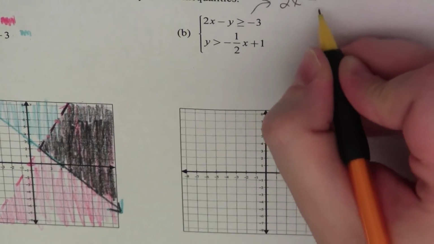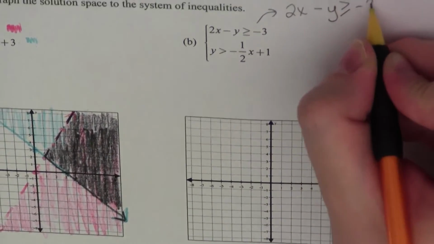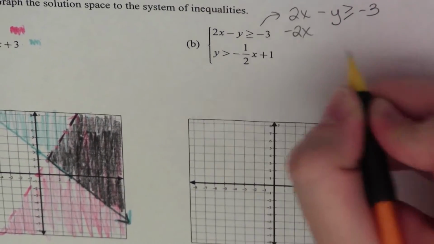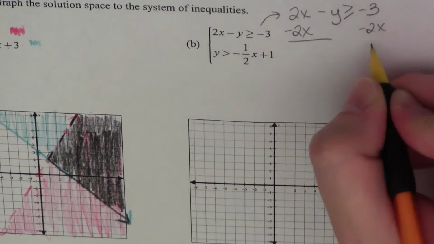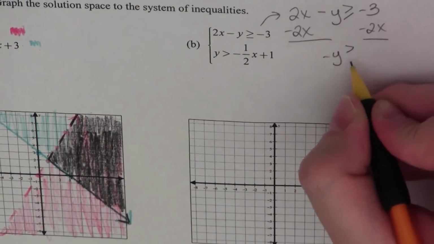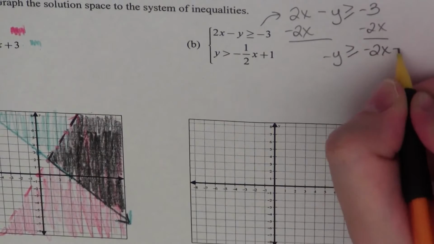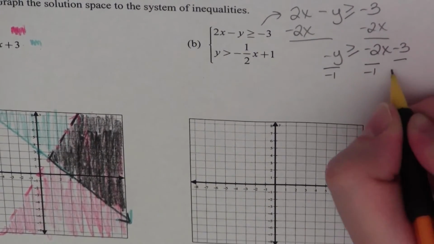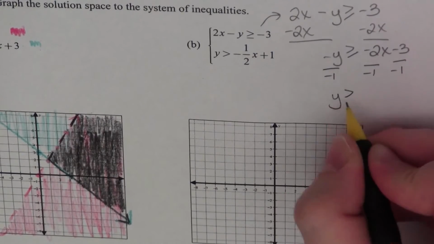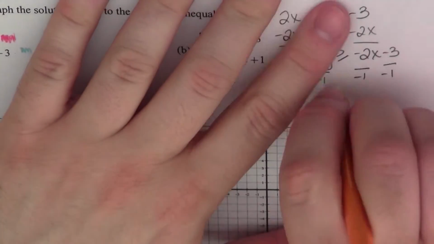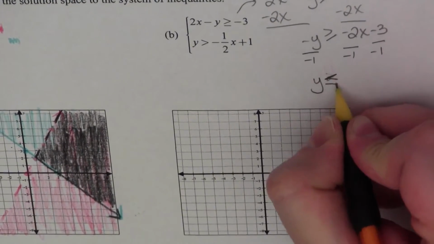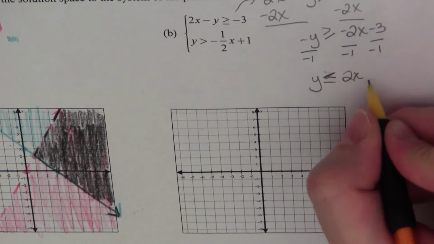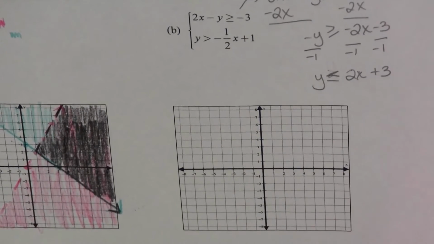So we had 2x minus y is greater than or equal to negative 3. I'm going to subtract 2x from both sides. Negative y is greater than or equal to negative 2x minus 3. I'm going to divide everything by negative 1. And when we do that, we get y is, nope. Remember, when you divide by a negative, you need to flip that symbol. It almost caught me. Less than or equal to 2x plus 3.